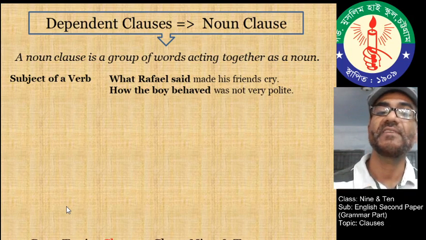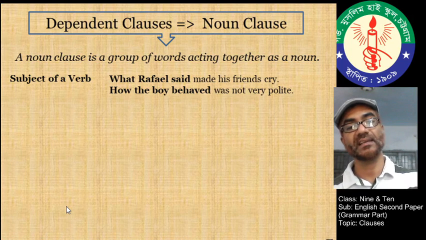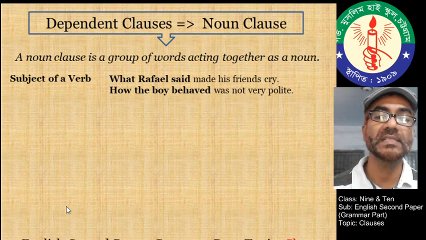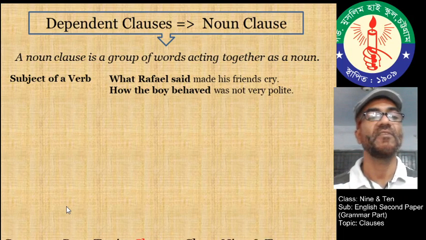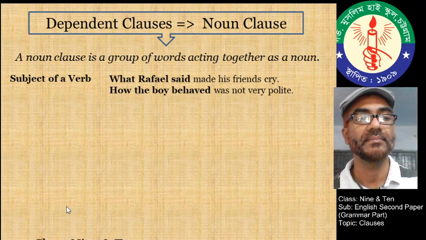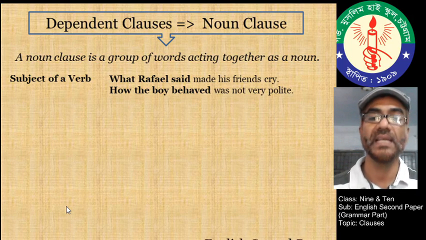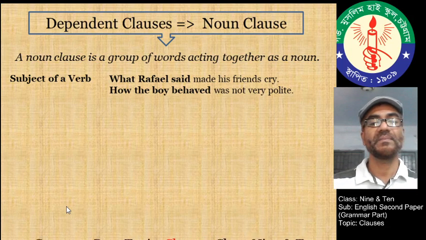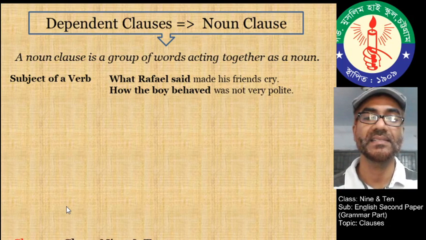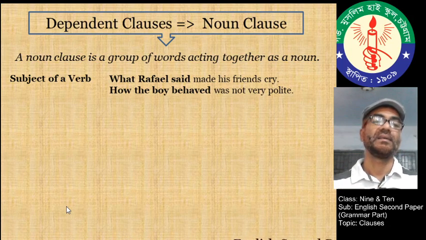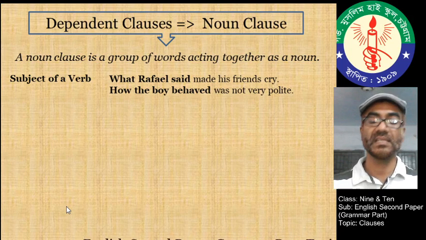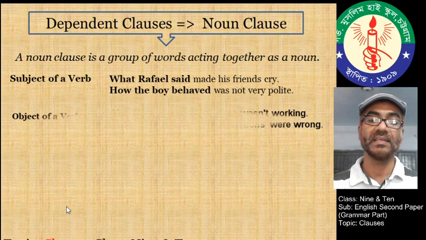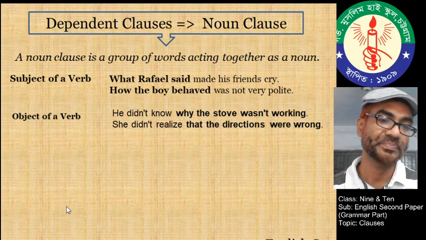You see, what Raphael said made his friends cry. Here, made is the verb, and what Raphael said is the noun clause, and this is the subject of the verb made. Next one, how the boy behaved is the subject of the verb was, and how the boy behaved was not very polite. So we have already found noun clauses in these two sentences, and they are working as the subject of a verb.